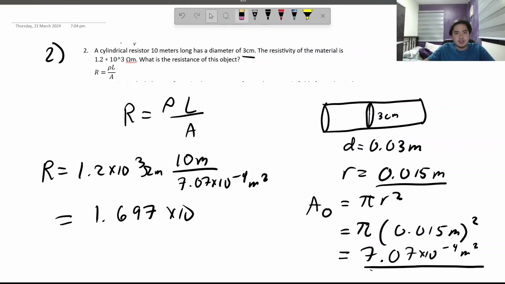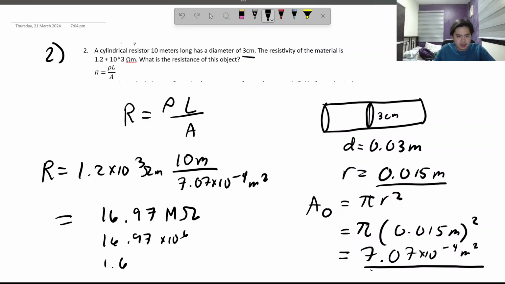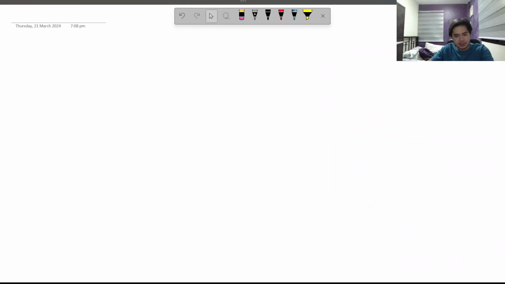Hold on. I got the figures now. This is actually 16.97 mega ohms, or 16.97 times 10 to the 6, or 1.697 times 10 to the 7 ohms. Yeah, so it's going to be mega ohms, so it's a very resistive resistor right here. Must be made of rubber or something.